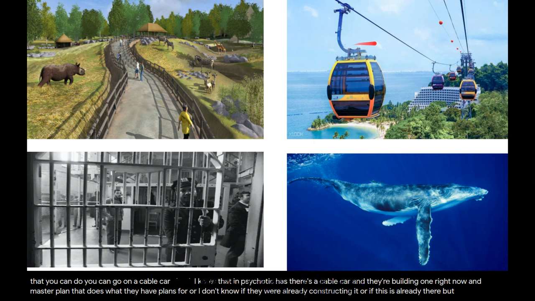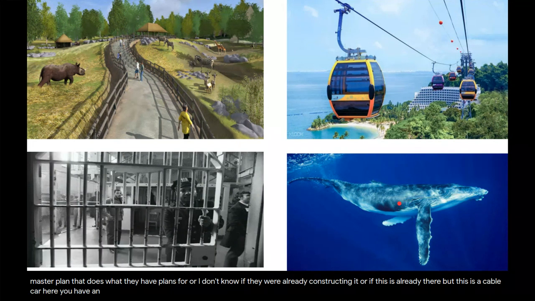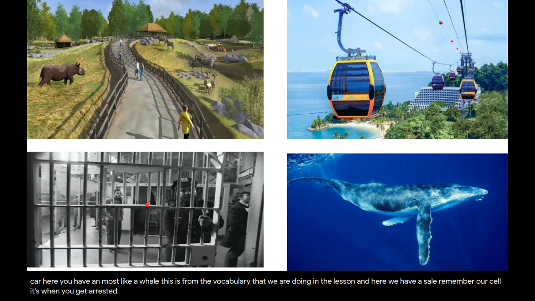But this is a cable car. Here you have animals like a whale. This is for the vocabulary that we are doing in the lesson. And here we have a cell. Remember, a cell is when you get arrested, you did something wrong, you go to jail, specifically a cell.